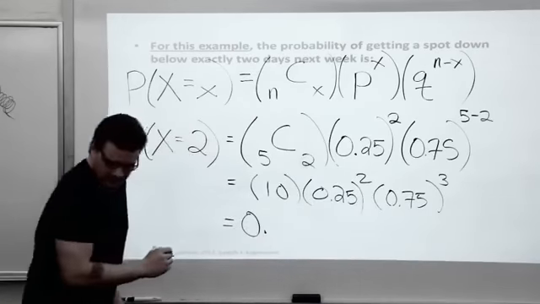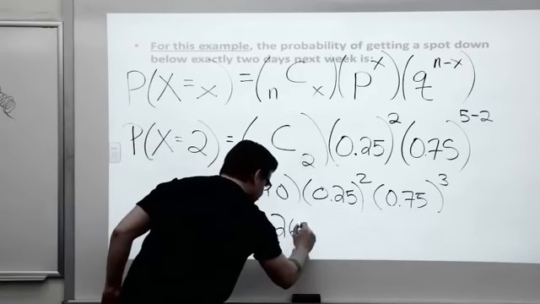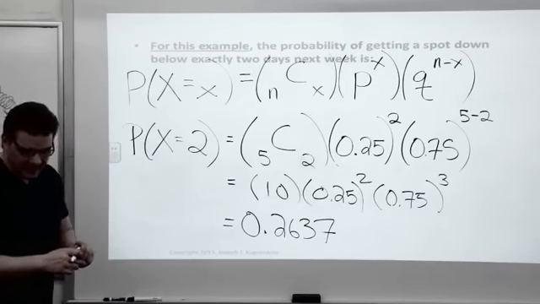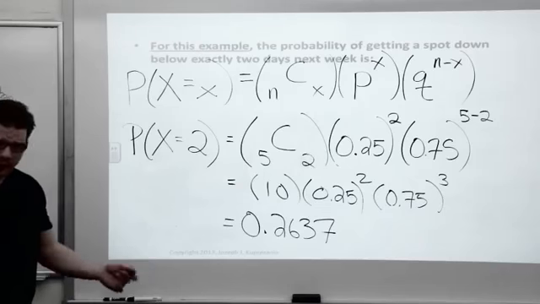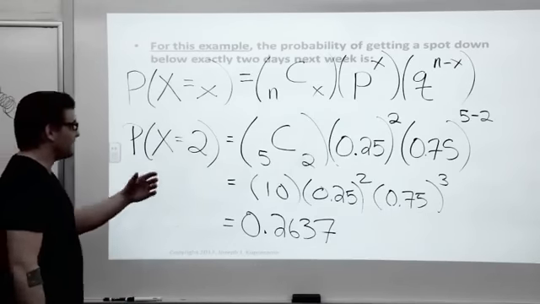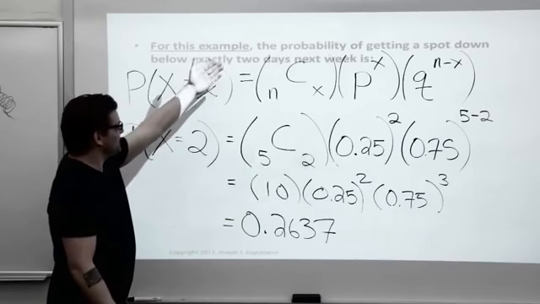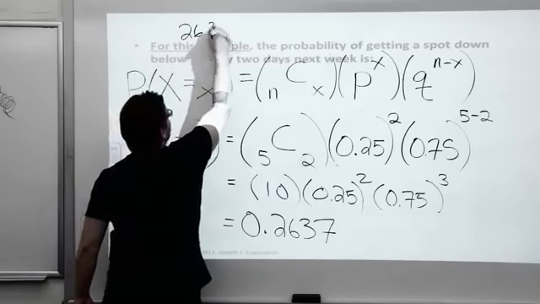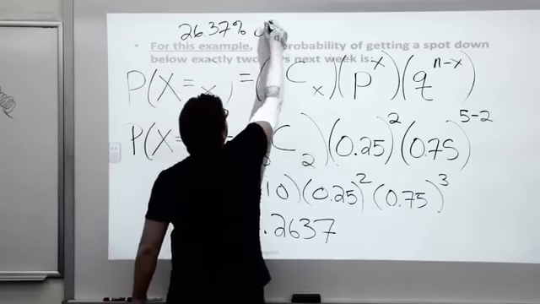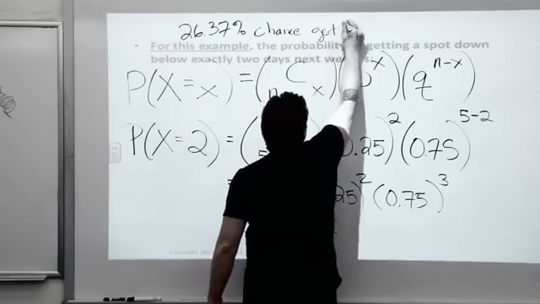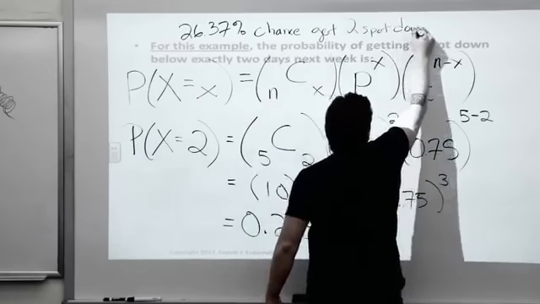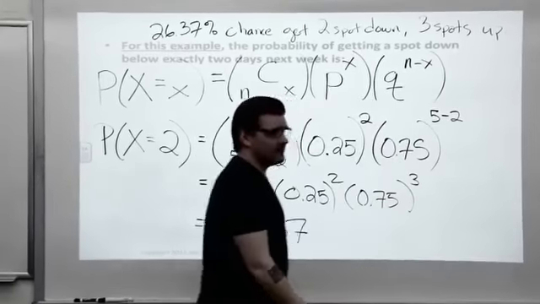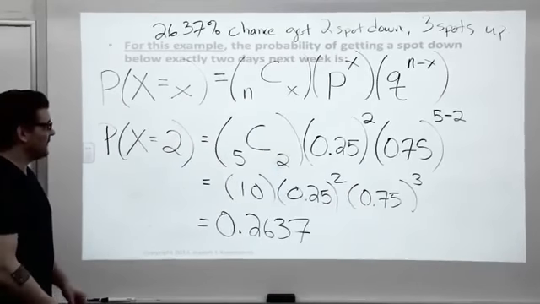All right, so it's 0.2637 as the answer. Check on your TI that you can get this. Basically, that means there's a 26.37% chance that we get exactly 2 spots down below and 3 spots up top, right? It's a 26.37% chance that we get 2 spots down, which would leave 3 spots up by the new buildings, the new math and engineering buildings.